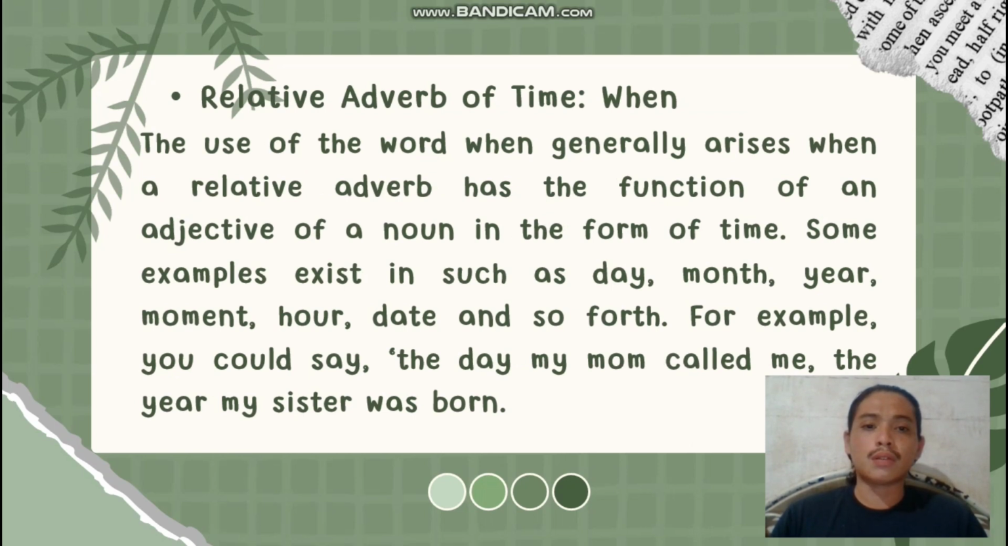The word when generally arises when a relative adverb has the function of an adjective of a noun in the form of time. Some examples are such as day, year, moment, hour, date, and so forth. For example, you could say the day my mom called me, the year my sister was born.